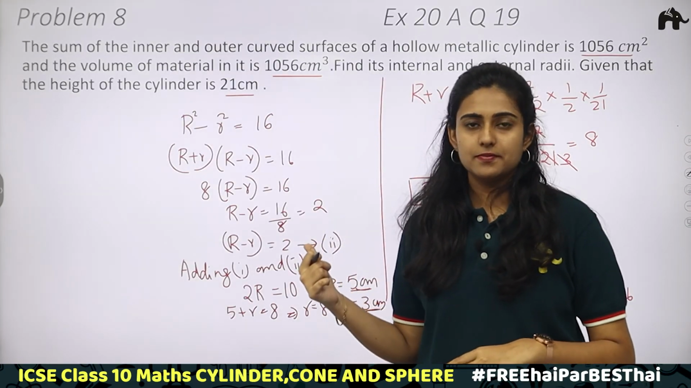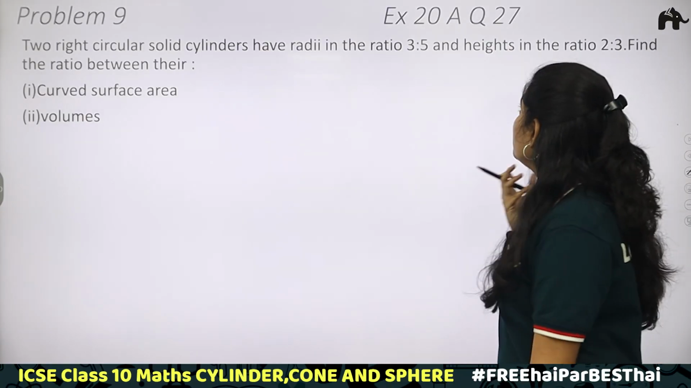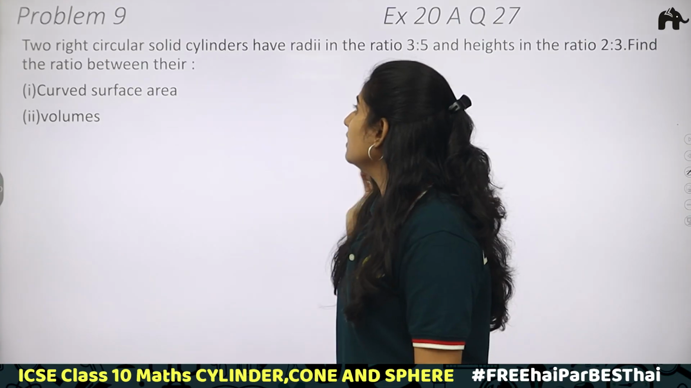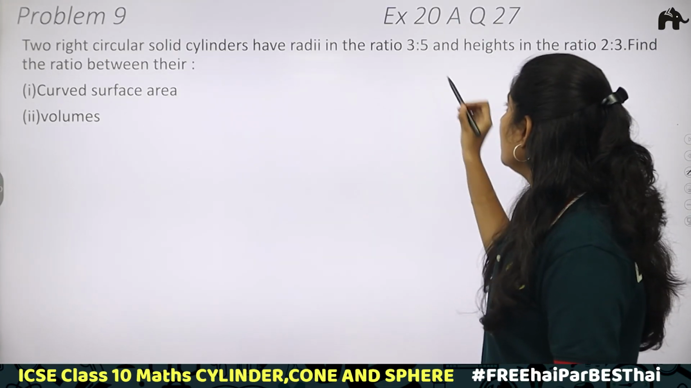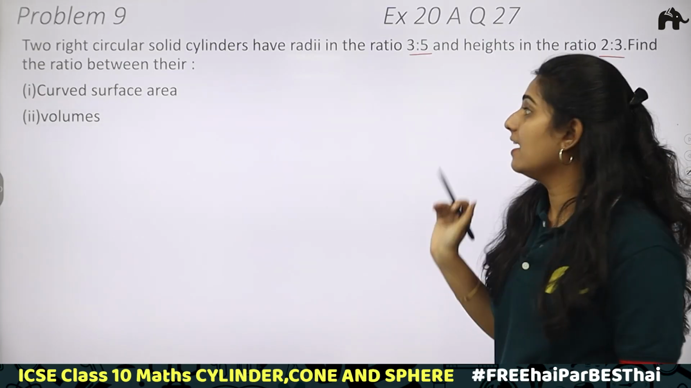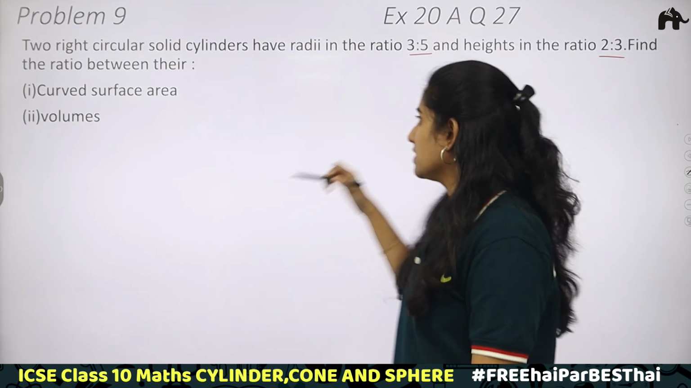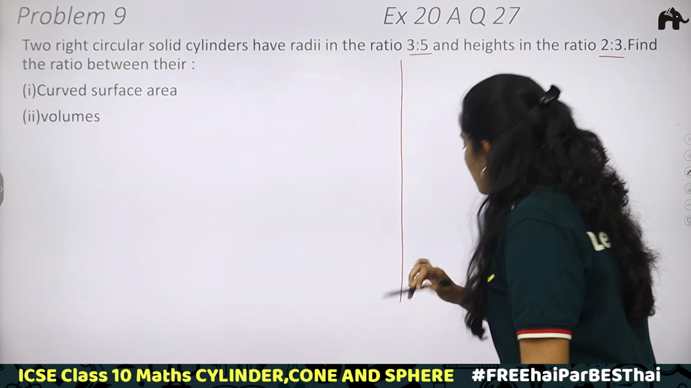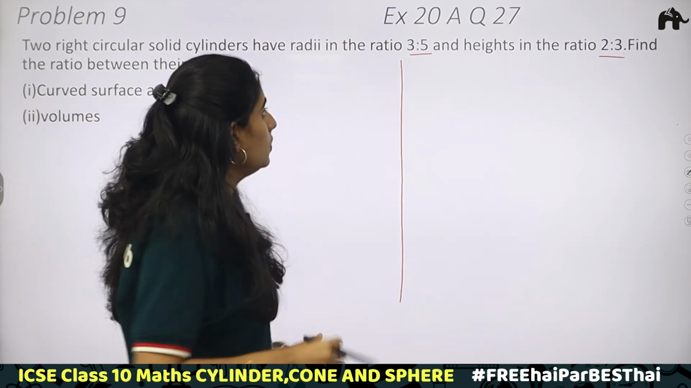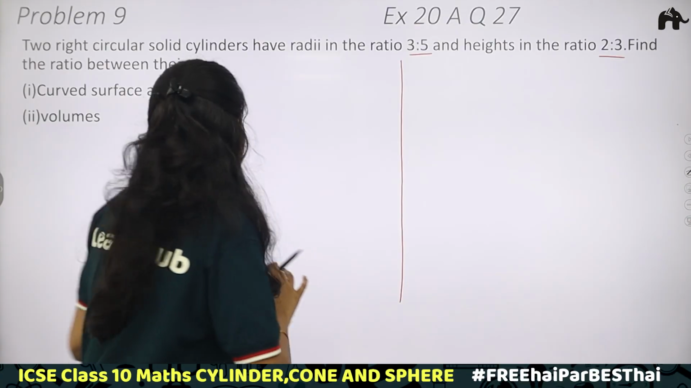Understood this problem? Okay, fine. Here we have the last problem for today. Problem 9, question 27 of exercise 20A. Two right circular solid cylinders have radii in the ratio 3:5 and heights in the ratio 2:3. Find the ratio between their curved surface area and volumes. Here, no values are given. We don't know the radius, we don't know the height. Only the ratio of their radii and the ratio of their heights are given.